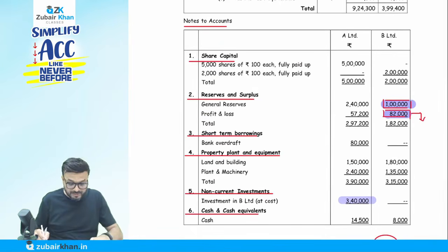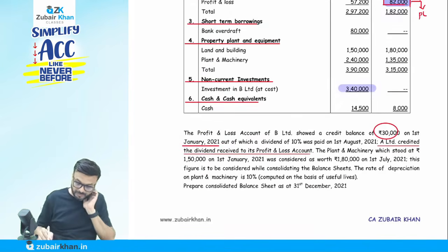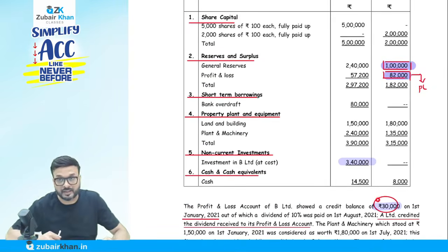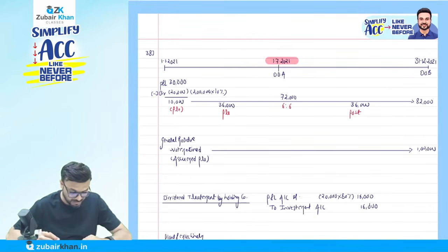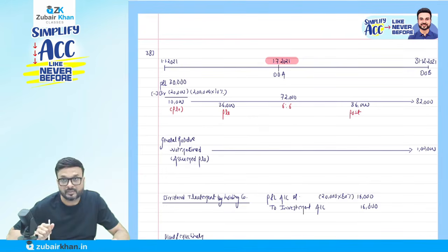They have a balance at the starting of the year. How much balance do they have? 30,000 at the starting. How much balance do they have at the end of the year? 82,000. So the P&L balance is 30,000 at the start, and at the end they have 82,000.